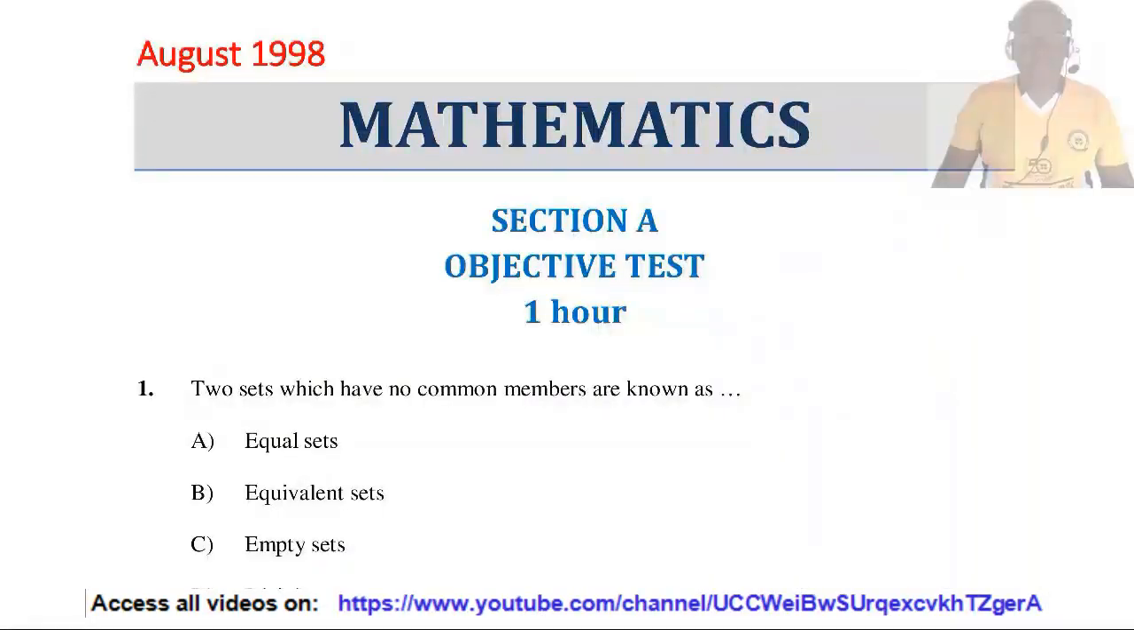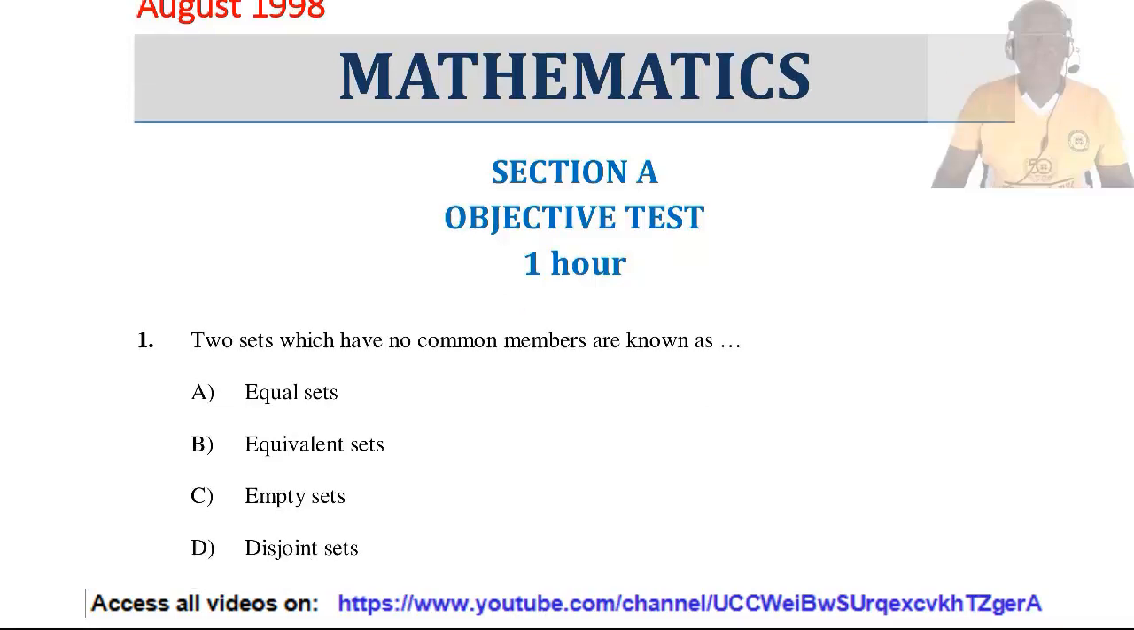August 1998, Mathematics, Section A. Objective test. Duration: 1 hour. Question 1. Two sets that have no common members are known as disjoint sets. That's D.